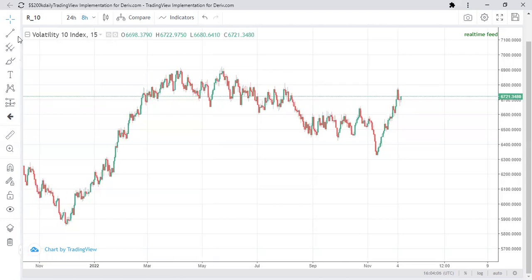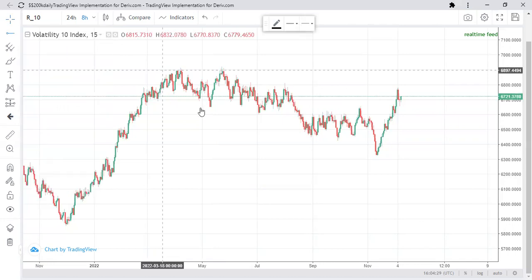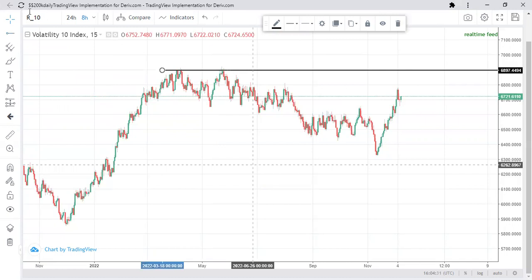And here it is, you actually go like this. You want to grab your horizontal line. And why am I using the horizontal line? There are two parts of it. You have the horizontal line, and you have the horizontal ray. The horizontal line crosses across all the chart, while the horizontal ray stops where you want it to stop. Like this horizontal ray, look at it.